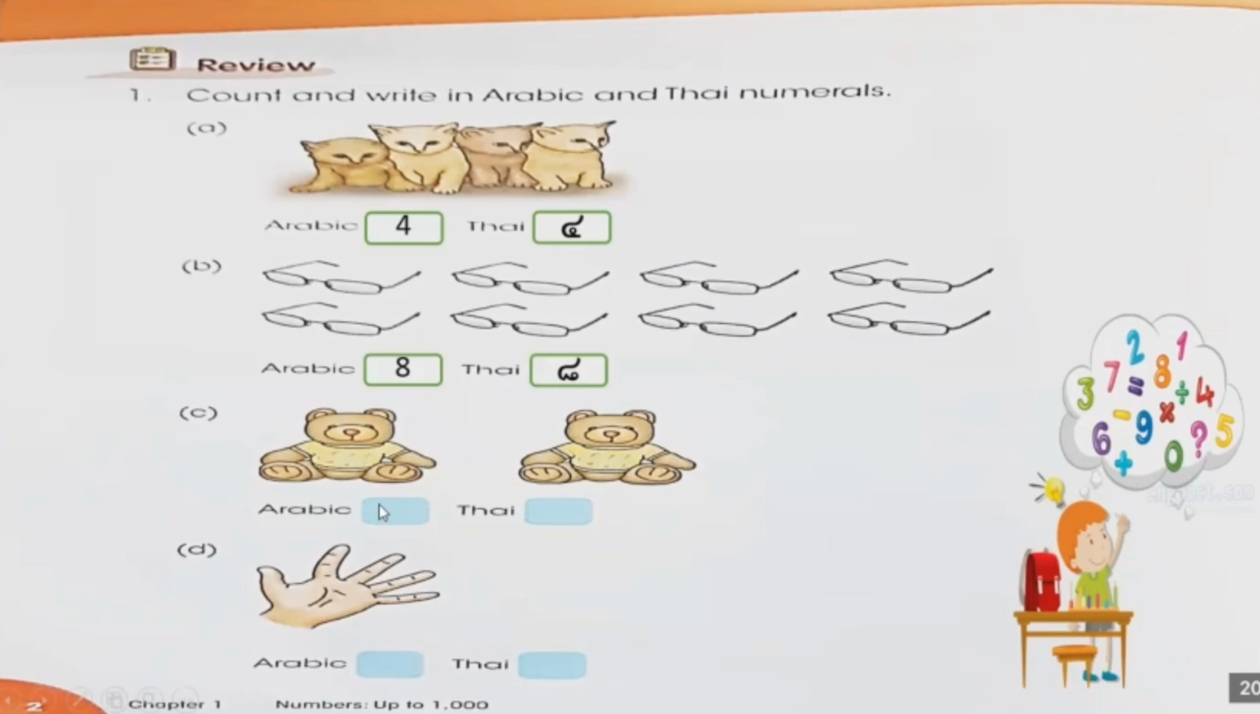Letter C, it's very easy. Maybe even a 2-year-old kid is able to answer this one. So here write the Arabic 2, and the other side will be the Thai numeral 2. Now here, maybe it's not talking about the palm. Okay, the palm is here. We're talking about the number of fingers here in letter D. So you need to count the number of fingers here.